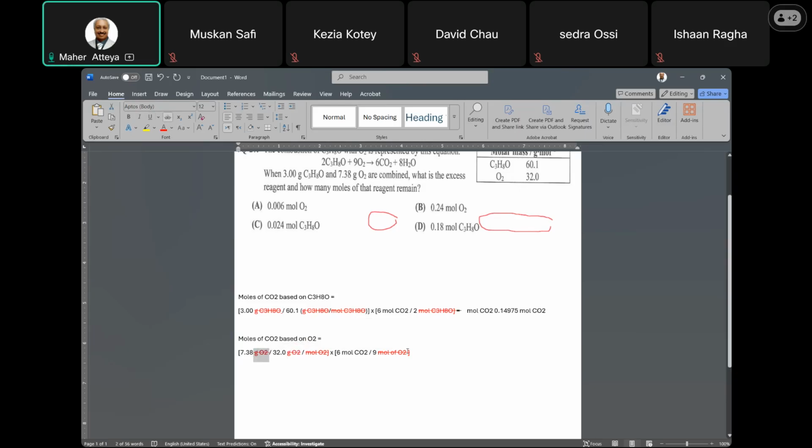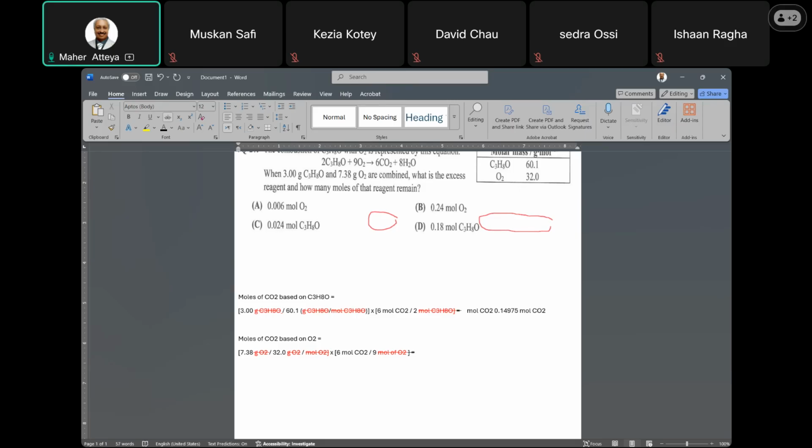Then you have to multiply. Multiply by, so we did divide by 32, correct, grams per mole. And then we have 6 moles of CO2 to 9 moles of O2, so we have to divide by this one here. Let's calculate this one with the calculator.